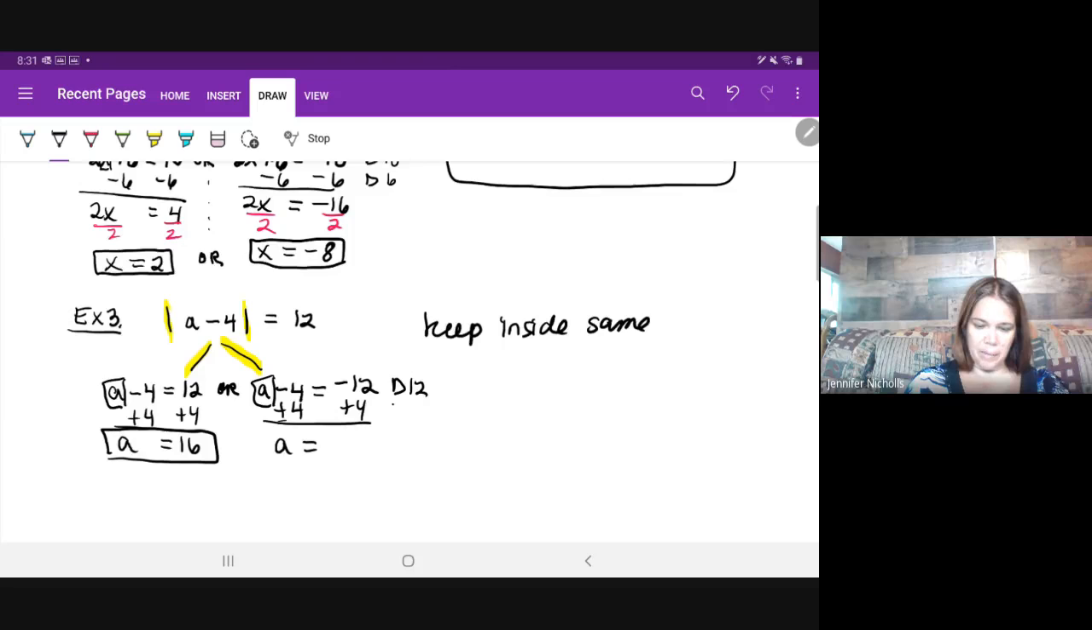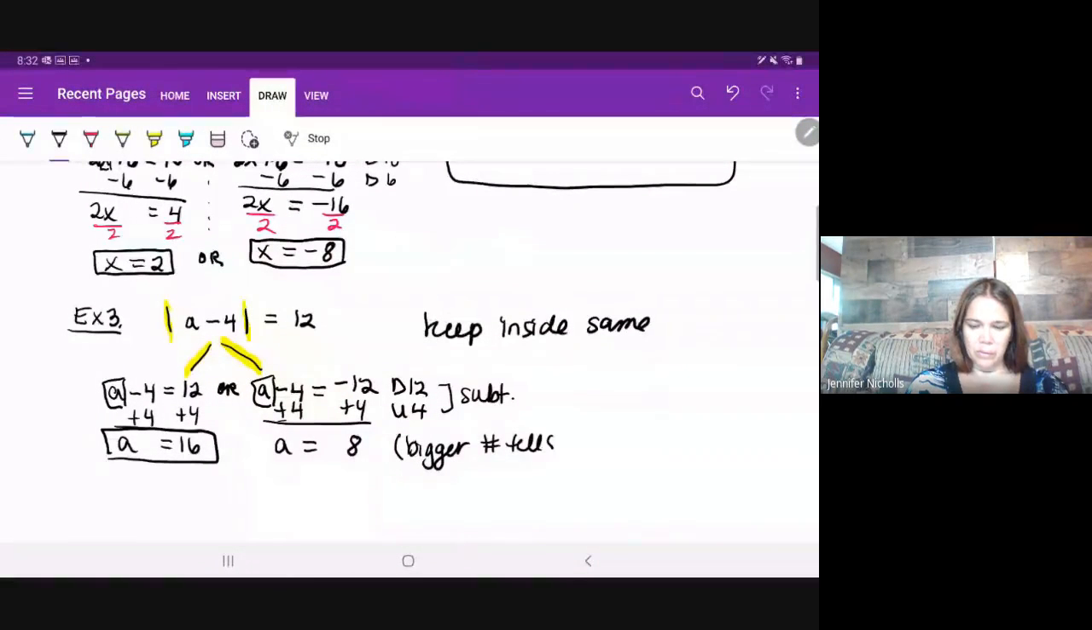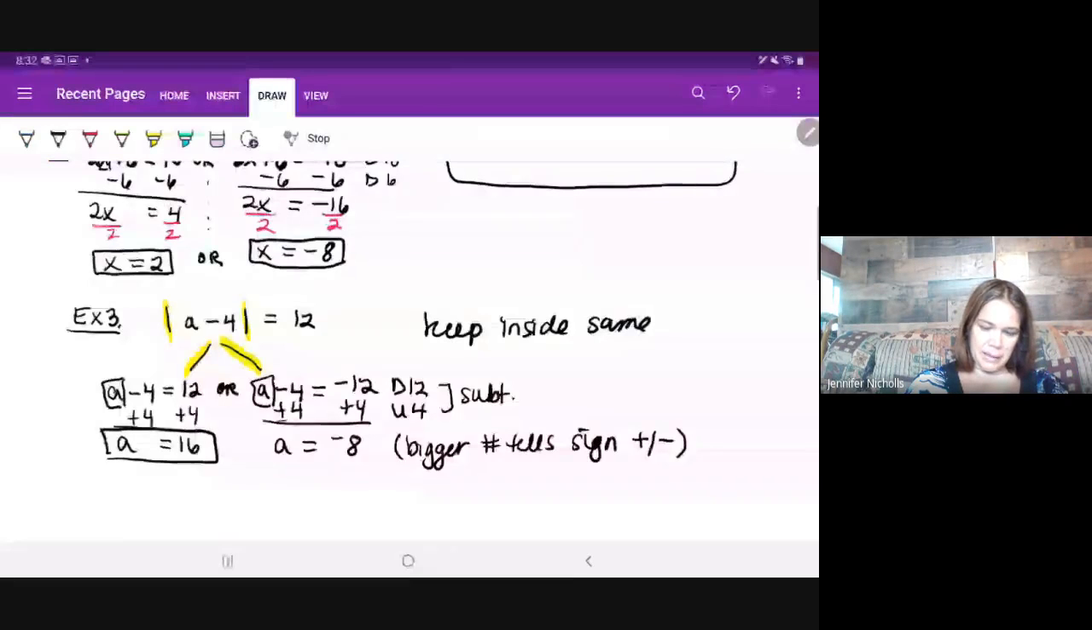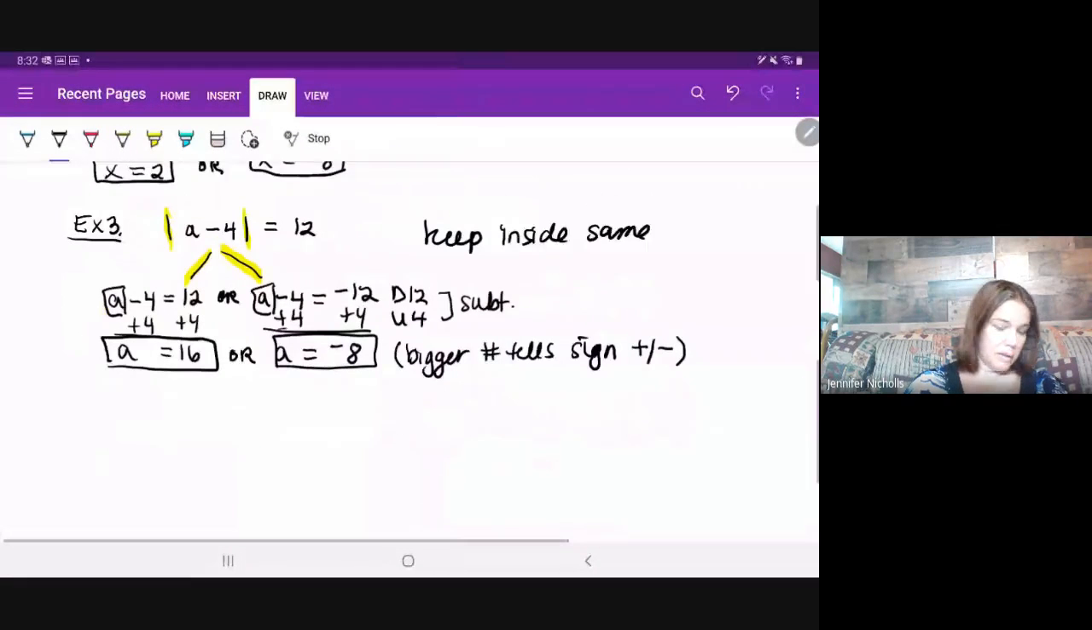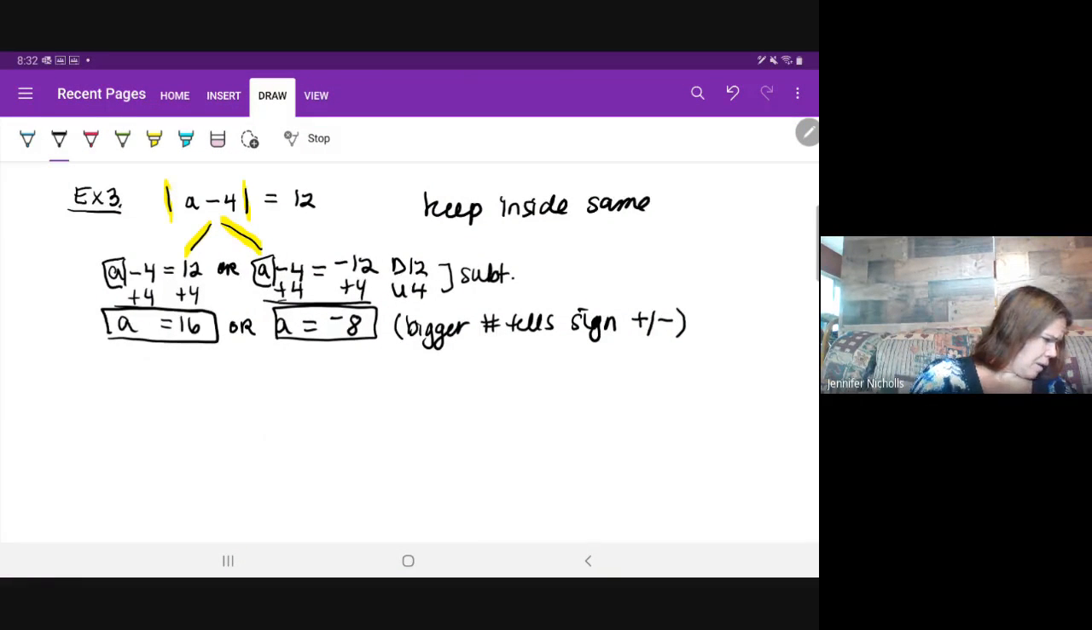Okay, down 12, up 4. Go down the stairs 12. And then go up 4, but you're not back to where you started. So I do agree that you would subtract. And then I usually call it bigger number tells the sign. Bigger number tells the sign in adding and subtracting. So this would be a minus. And then put the word or. Officially, there's supposed to be the word or in between. Okay, let's do this one.